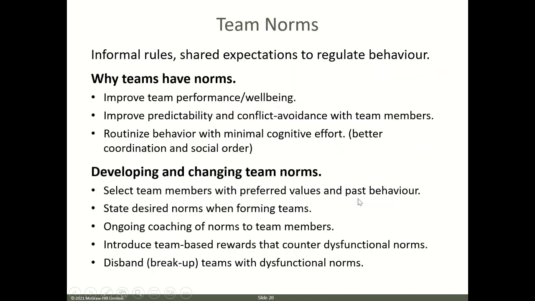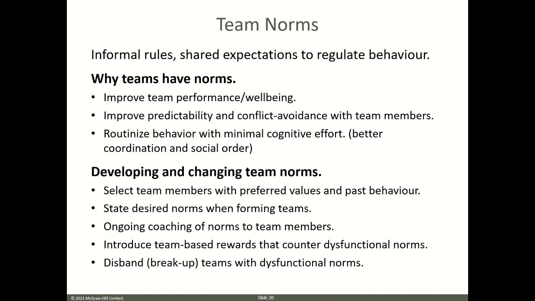Now, team norms. Team norms are informal rules and shared expectations to regulate member behavior. Why do teams have norms? What's the reason behind it? Norms means some rules, some regulations, so they create them in the teams. If the teams are there, there are some rules.